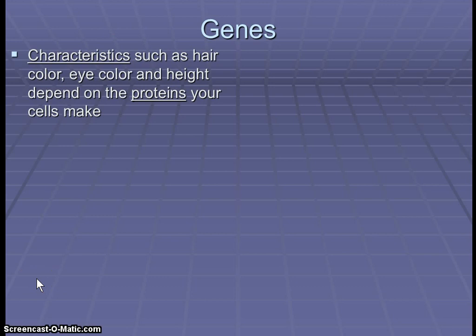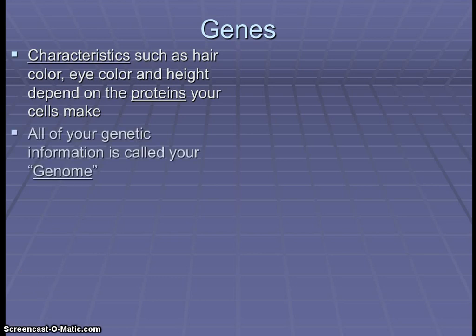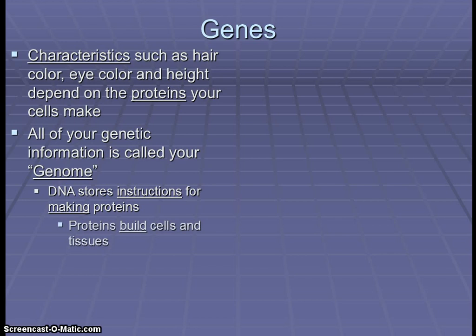So what do genes do for us? Characteristics such as hair color, eye color, and height all depend on the proteins that your cells make. And the information for what proteins to make is carried in your genome. DNA stores these instructions. Remember, DNA is like the blueprints for how to make you. DNA stores instructions for making proteins.